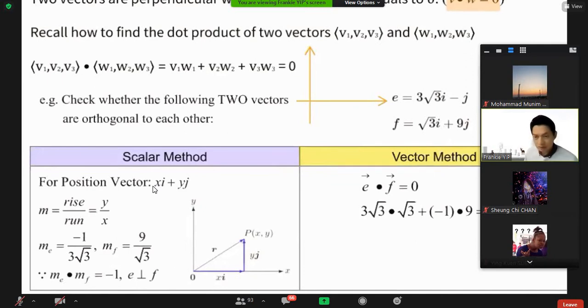Okay, so in this part, I think the vector method is much better than the scalar method. You agree with that?